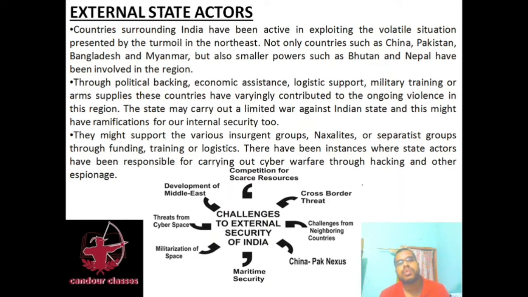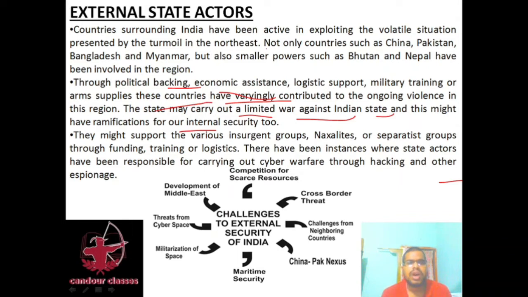Through political backing, economic assistance, logistics support, military training, and arms supplies, these countries have varyingly contributed to the ongoing violence in the region. The state may carry out a limited war against the Indian state, and this might have ramifications for our internal security. So what is the problem in Bhutan, Nepal, and Bangladesh? Political backing, economic assistance, logistic support, military training, or arms supply. These countries have varyingly contributed to the ongoing violence.